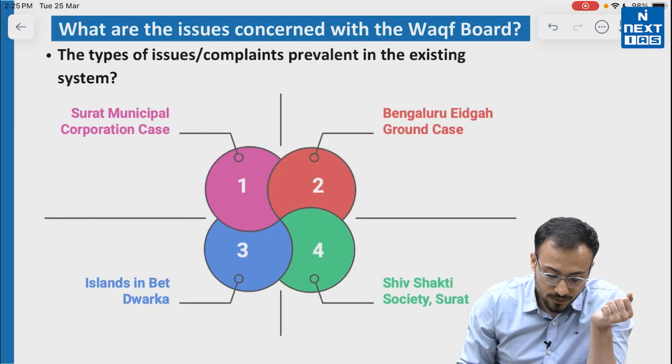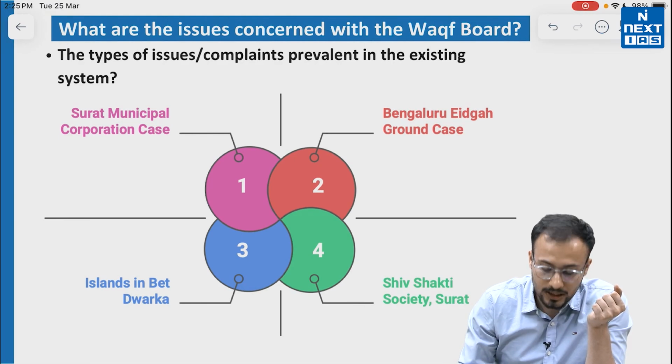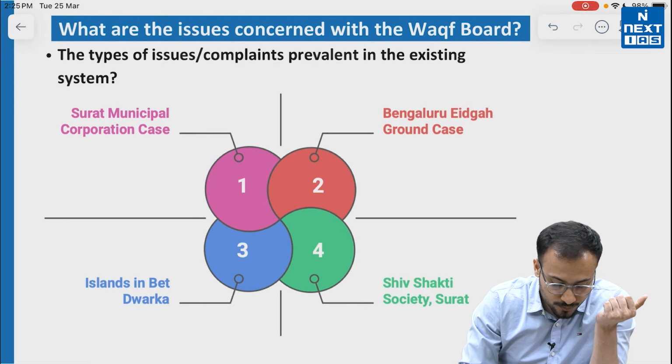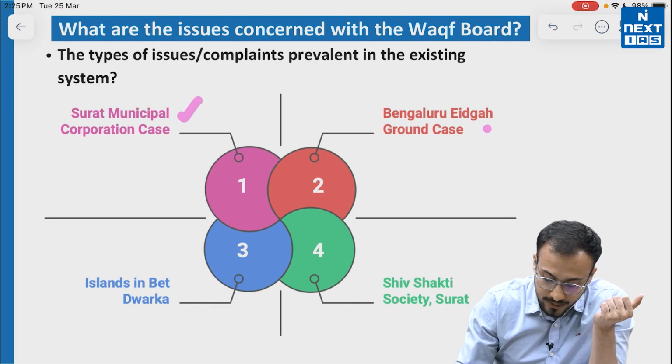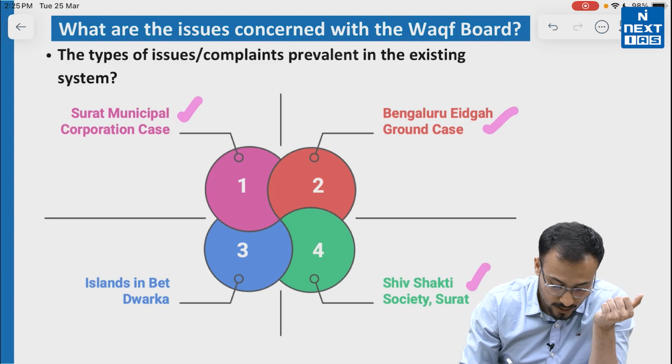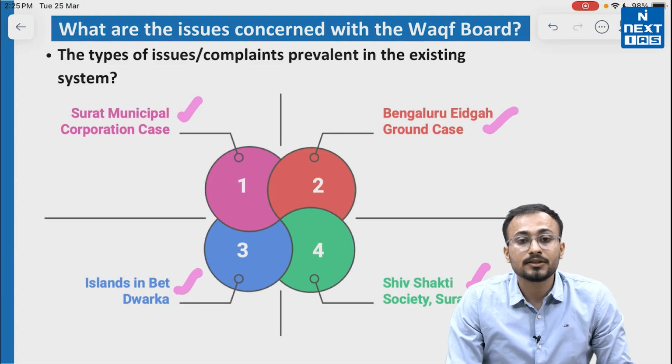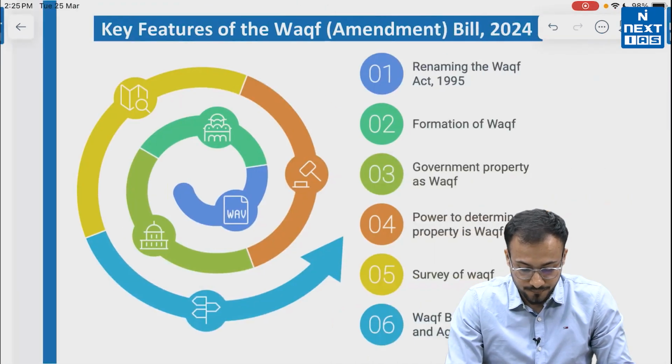Now, what are the issues? The type of issues, complaints prevailing in the existing system. So, these four are important cases regarding the Waqf board: the Surat Municipal Corporation case, Bengaluru Eidgah ground case, Shiv Shakti Society, this is again Surat, and islands in Bet Dwarka. So these four are important cases which concern the Waqf bill.